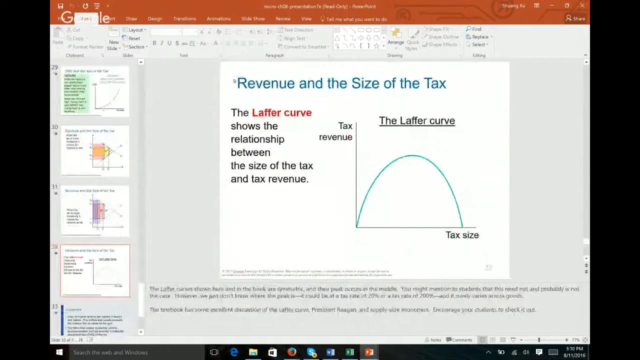Oh, no, there's the Laffer curve. I do believe this question is on the test. I could be wrong. Okay, so for the Laffer curve, just know that it shows you the relationship between the size of the tax and your tax revenue. More often than not, if we're taxed too much, we can increase our tax revenue by decreasing the tax size. So know how this curve works. And that's it for chapter 8. Now chapter 9.